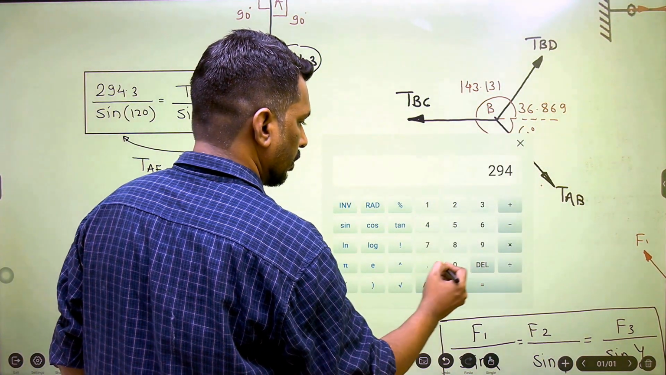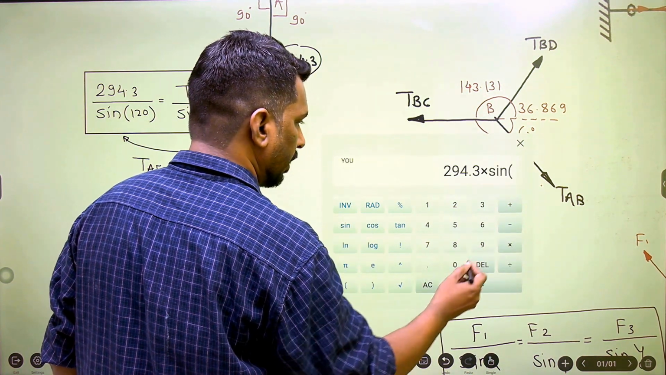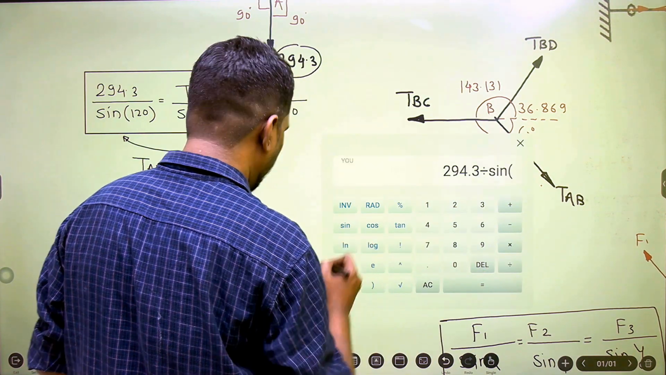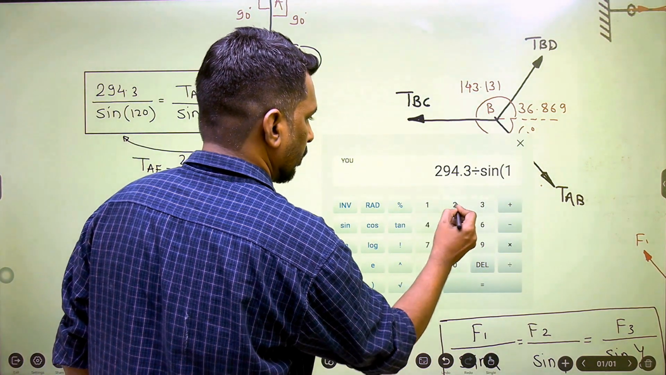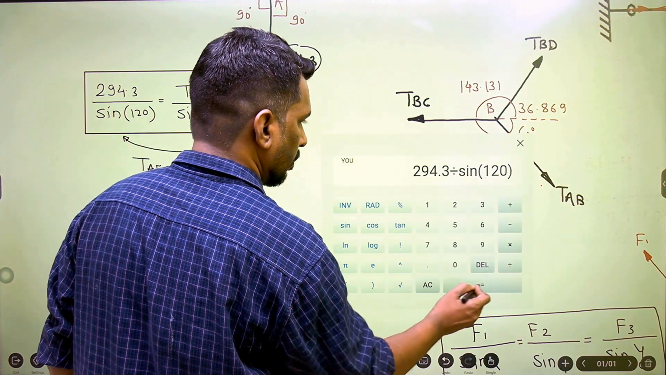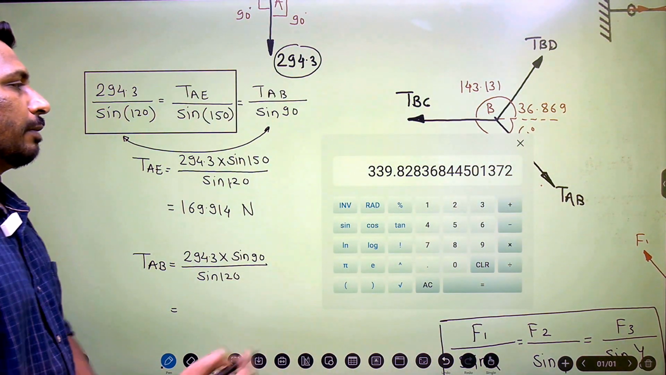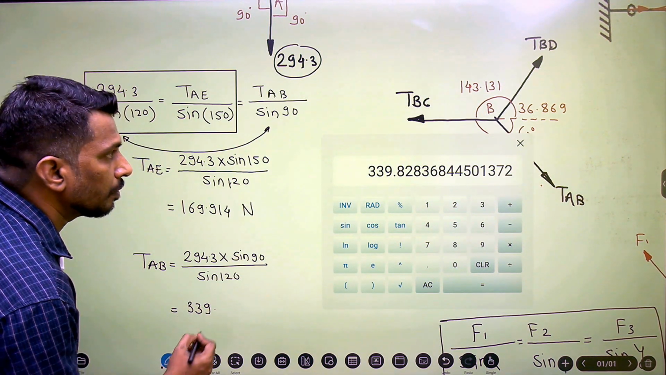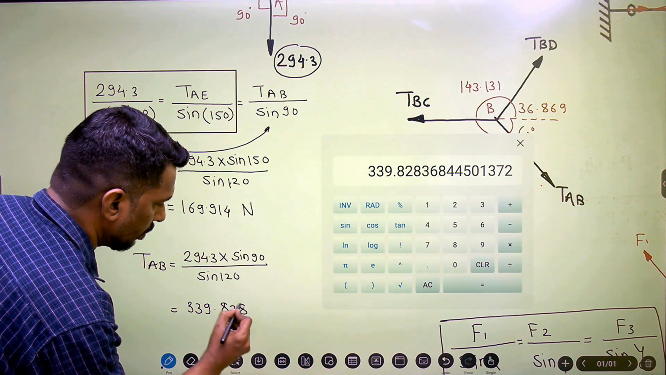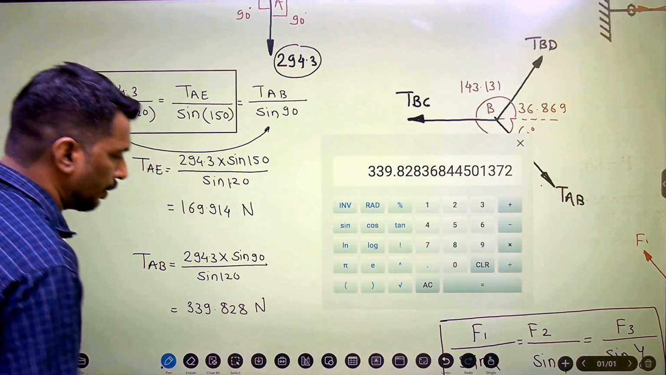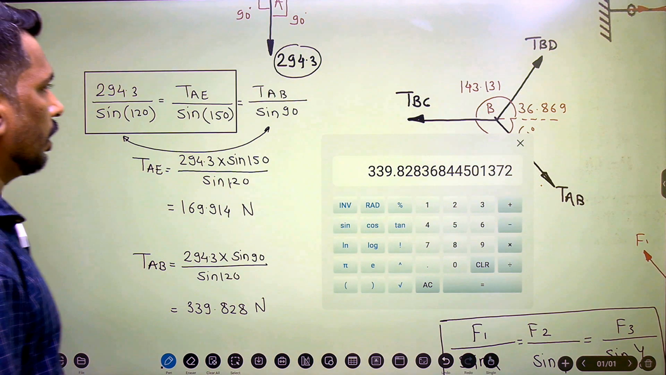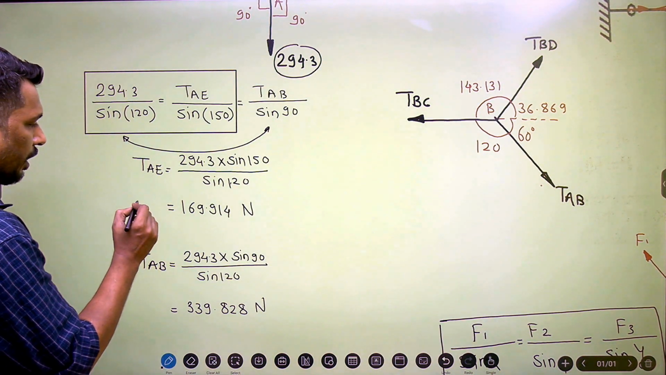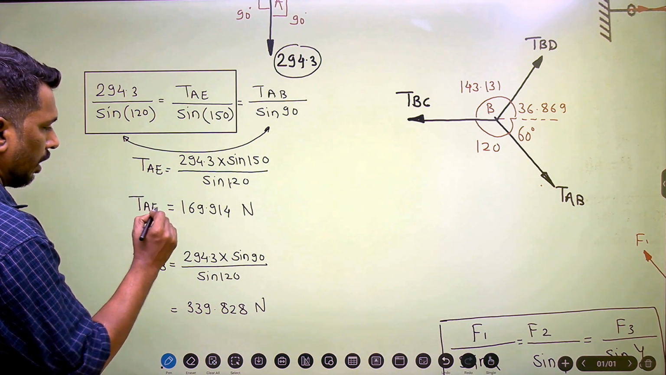294.3 into sine 90 divided by sine 120. So the answer is coming out to be 339.828 Newton. The unit is Newton, tensile force, so it is in Newton. So here now we have the values of TAE and TAB.